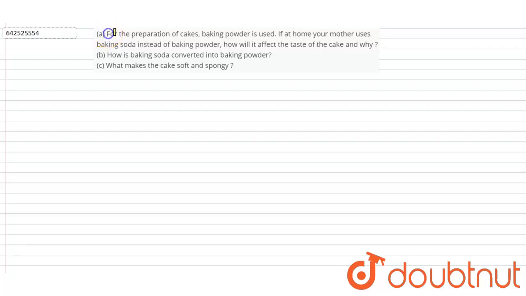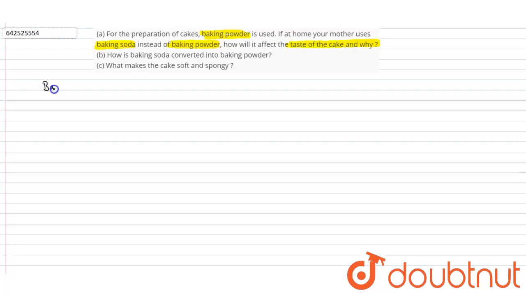Hello students. So the question is, for the preparation of cakes, baking powder is used. If at home your mother uses baking soda instead of baking powder, how will it affect the taste of the cake and why? So what is baking soda?